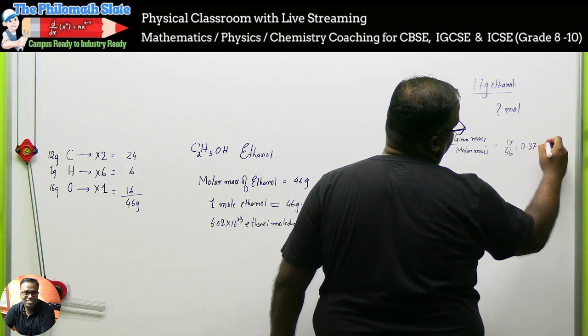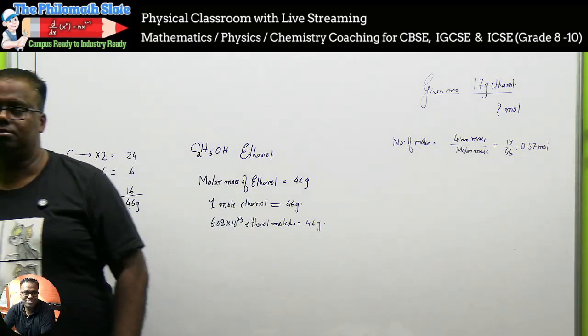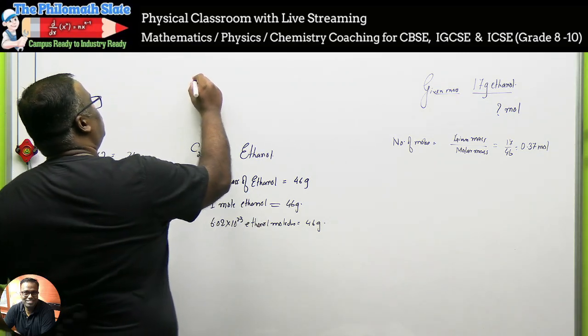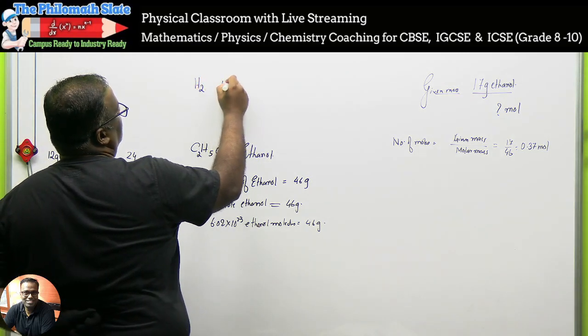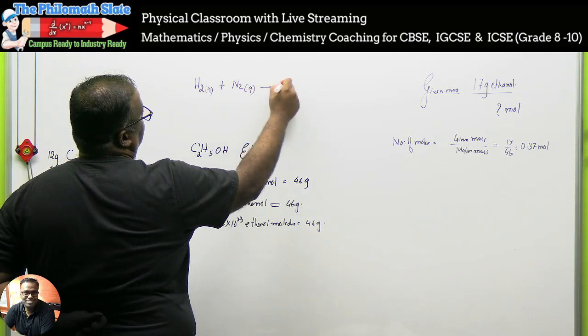0.37 mole. Now do you understand how to calculate moles? Understood? Get me one equation now. Hydrogen reacts with nitrogen as a gas to form a deadly gas called ammonia.